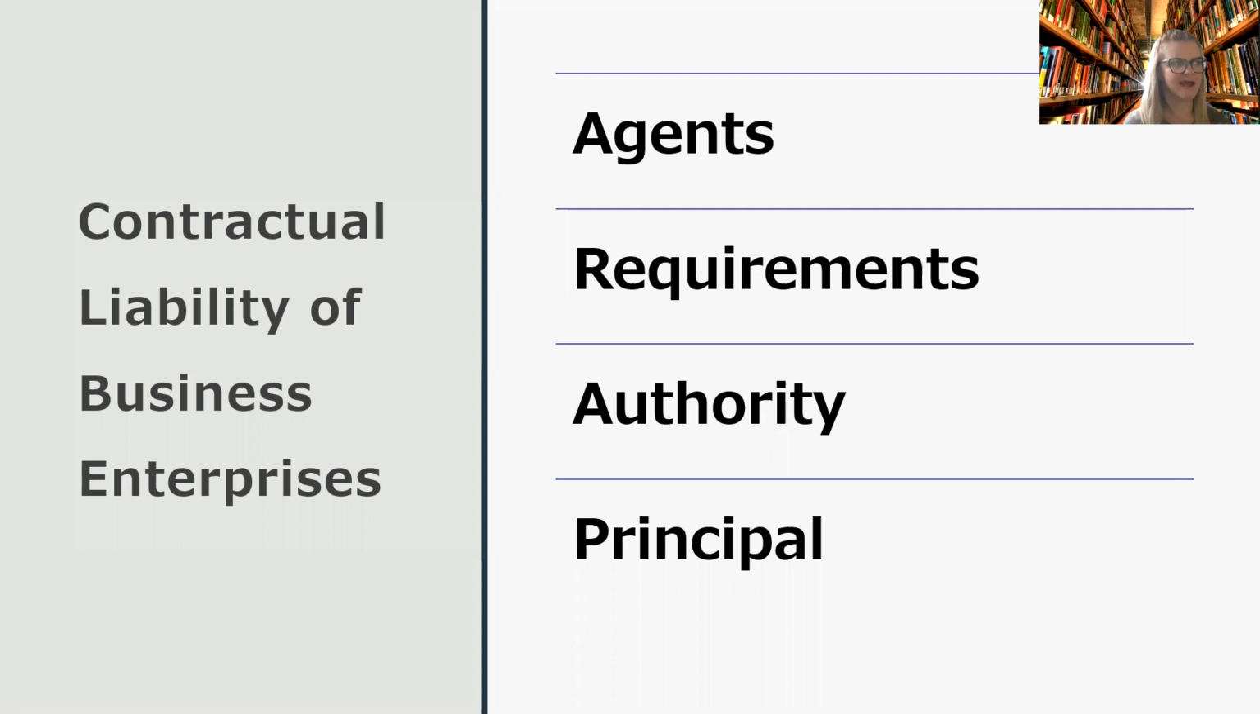The principal may, however, become bound by the unauthorized acts of the agent. One, if she knows about the unauthorized actions of the agent but does not object. Two, if she ratifies the acts of the agent. Or three, if she receives the benefit of the unauthorized actions.